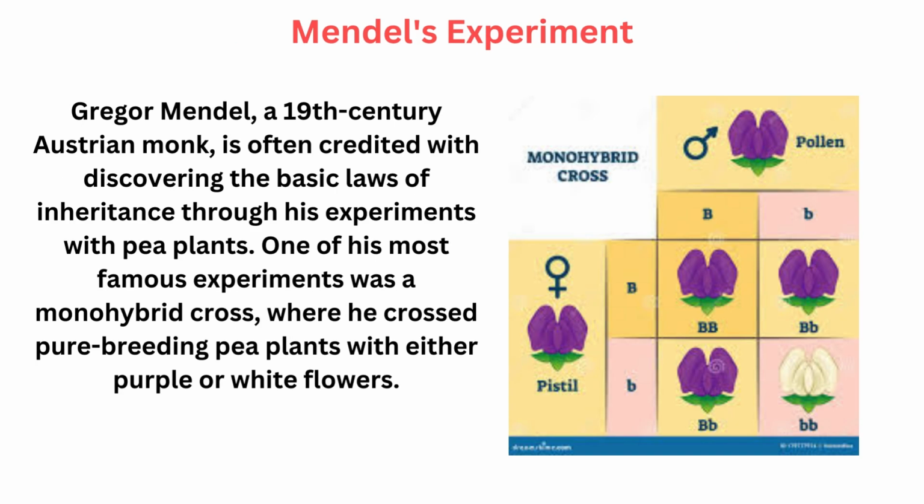Mendel's experiment. Gregor Mendel, a 19th-century Austrian monk, is often credited with discovering the basic laws of inheritance through his experiments with pea plants. One of his most famous experiments was a monohybrid cross, where he crossed pure-breeding pea plants with either purple or white flowers.